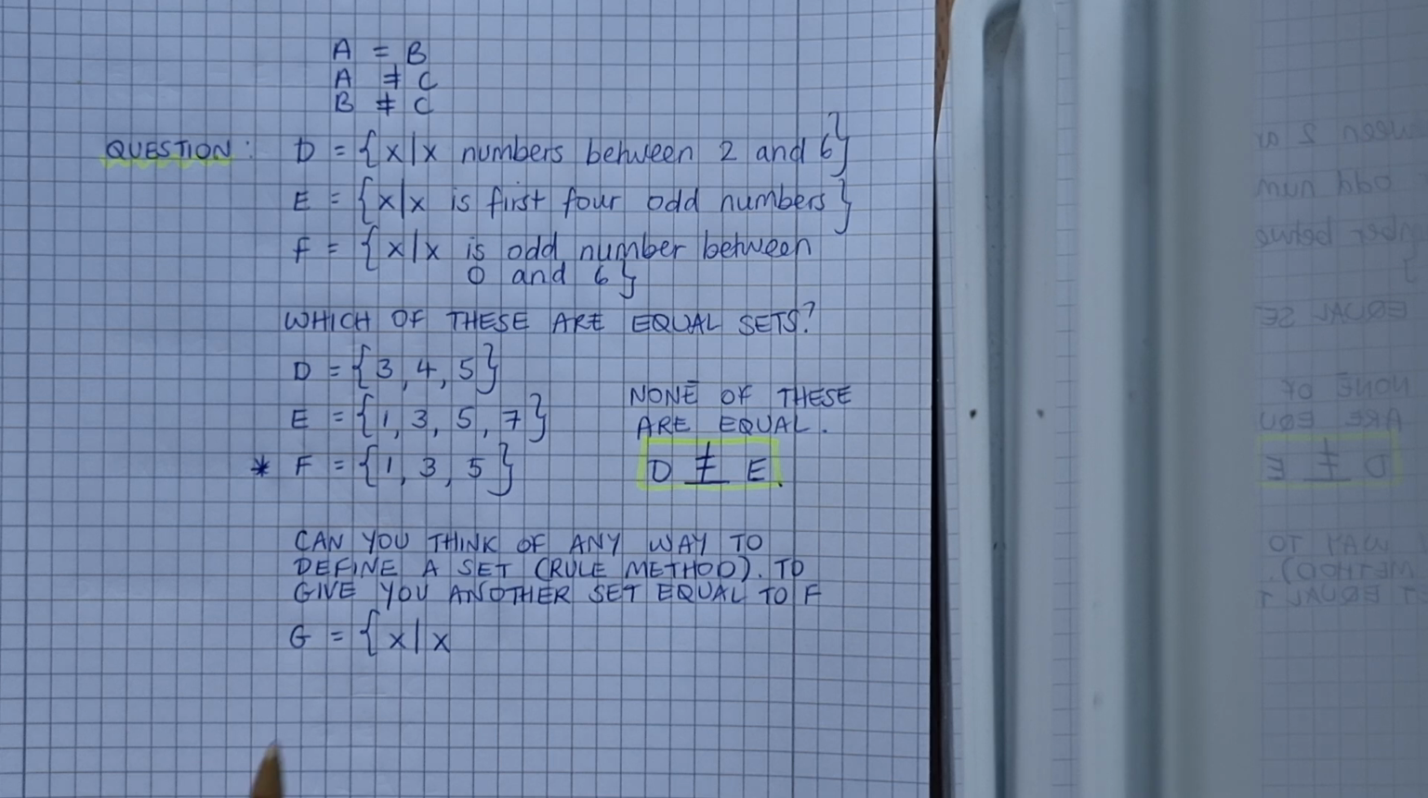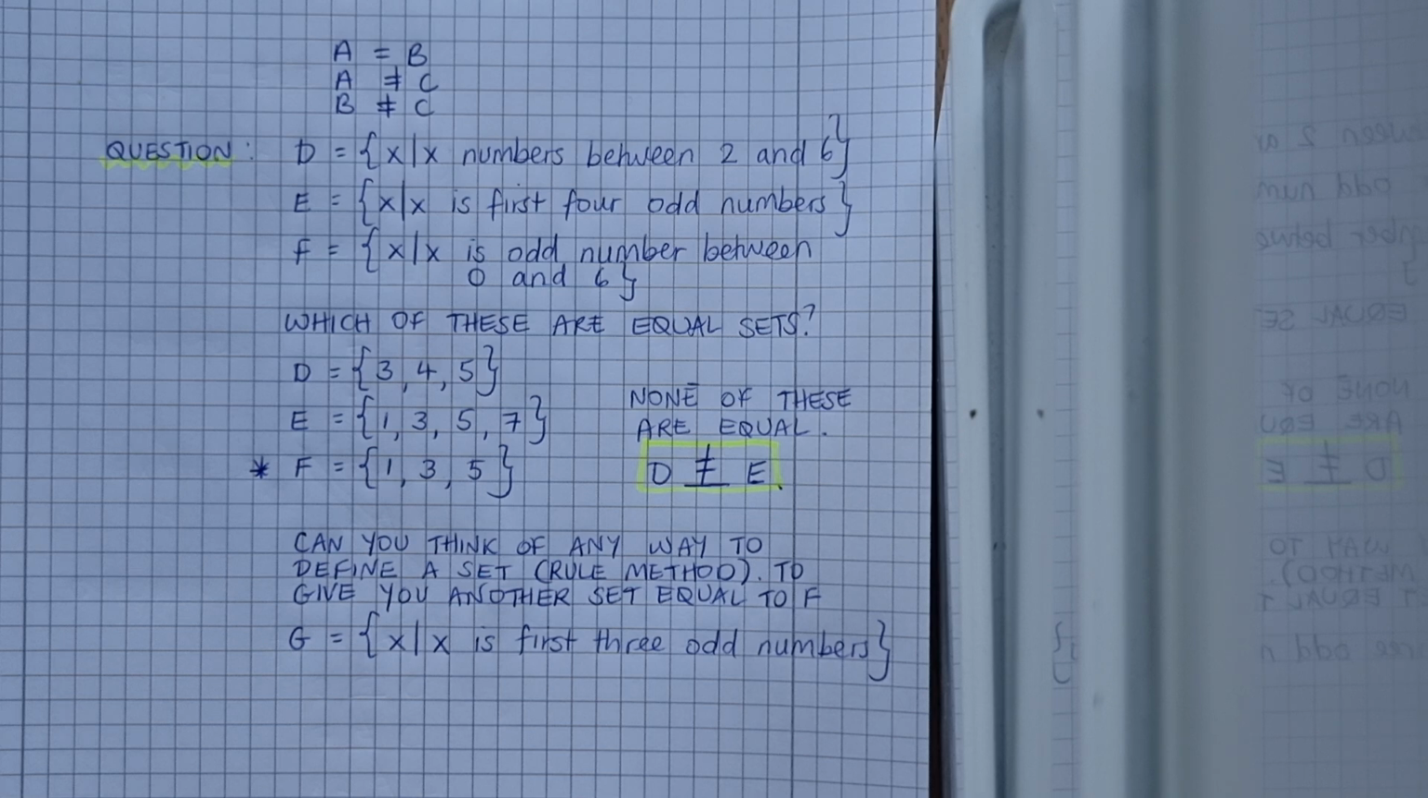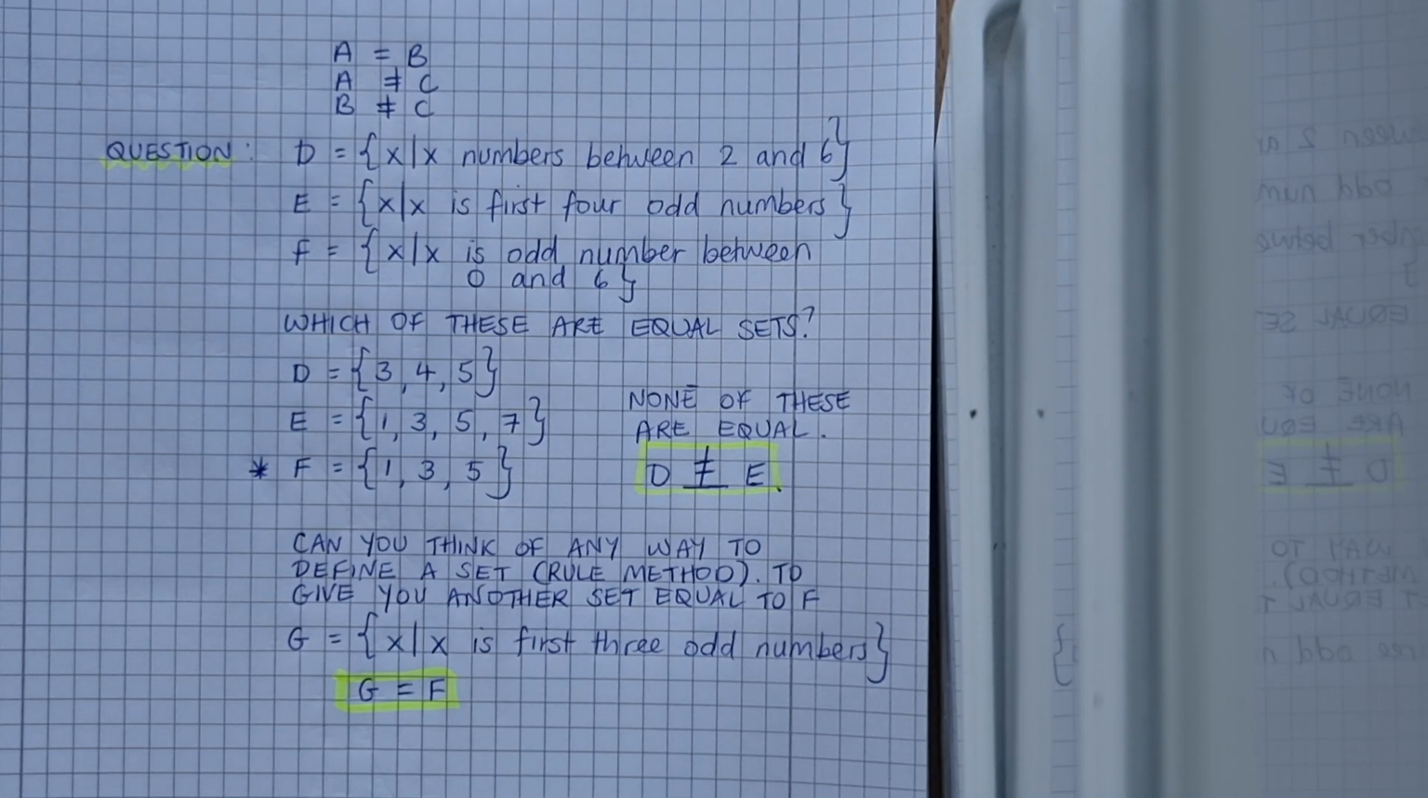Okay, so I want to get a set that has 1, 3, and 5 in it. Well, one option is to say that G is x such that x is one of the first 3 odd numbers. That would be 1, 3, and 5, wouldn't it? They'd both have the same elements, so I could say those 2 sets, G and F, were equal.